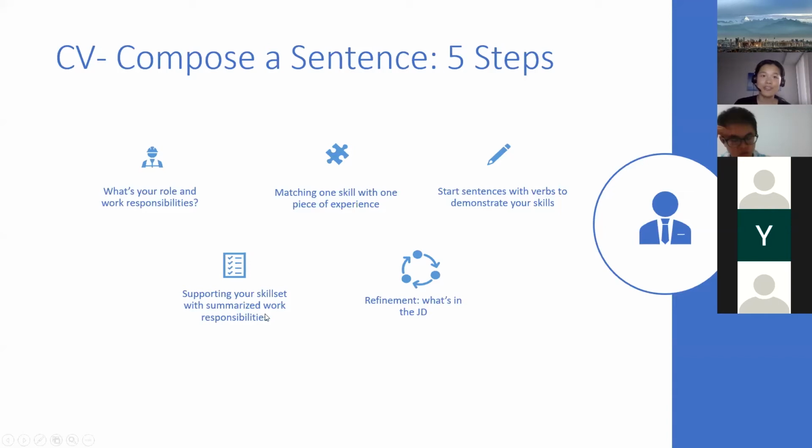And the fourth one, supporting your skill set with summarized work responsibilities. Again, it comes back to what's your role and your work responsibilities. And at the end, refinement. This refinement is also important because you can tailor your CV based on the job that you are applying for. Check the job description and use their words to describe your work experience. So these are the 5 steps that I came up with based on how I wrote my CV.